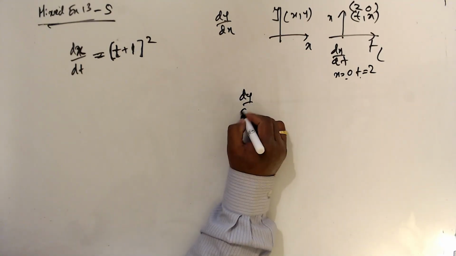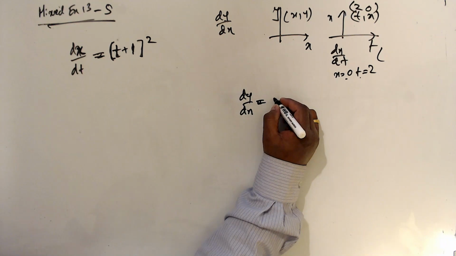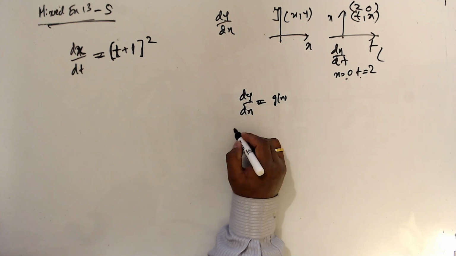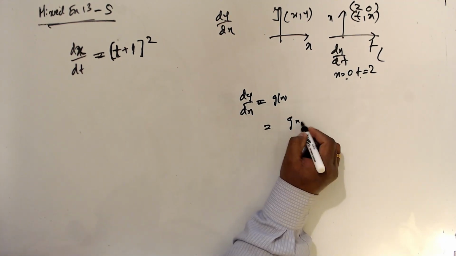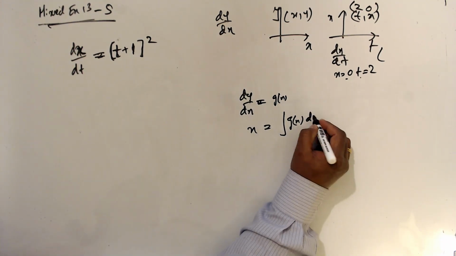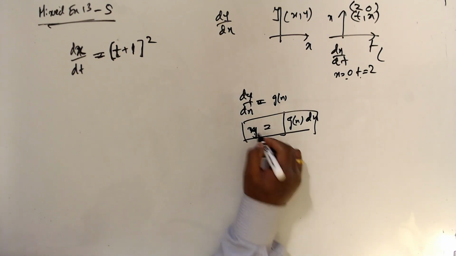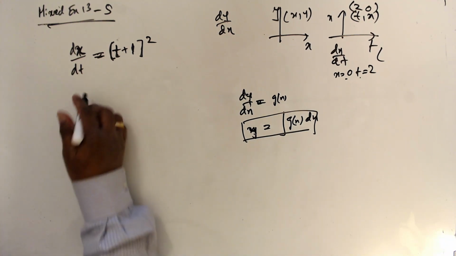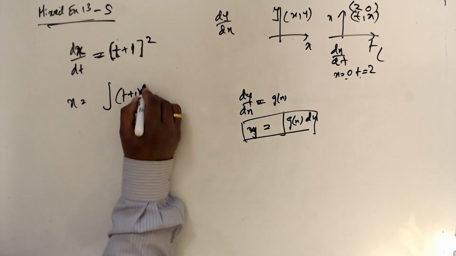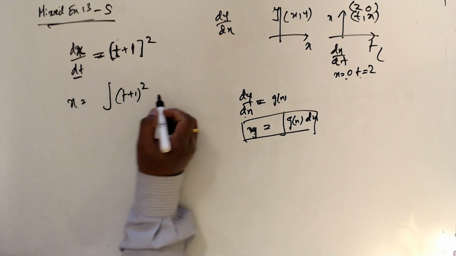If we have dy over dx equal, let's say, g(x) or another function, how do we find y? We are integrating dx to get y. Same thing we need to do. To get x, we need to integrate (t plus 1) squared. Here this is x, and here the denominator is dt.